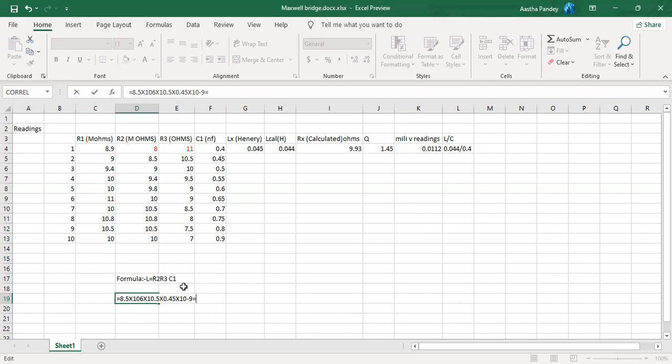Use your calculator. All of you, please use your calculator and calculate this value quickly. Do this calculation and write in the chat box what L calculated is with these parameters. This is 8.5 mega ohms times 10.5 ohms times 0.45 times 10 raised to minus 9. So my answer is coming as 0.040165. Now I'm going to write this value, 0.040165, and I will put it here.